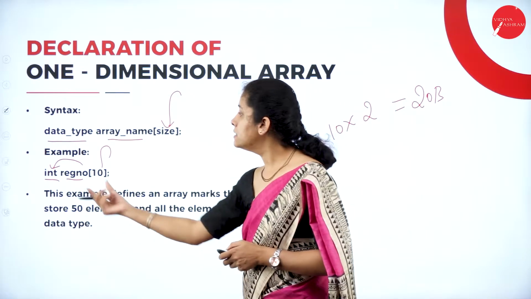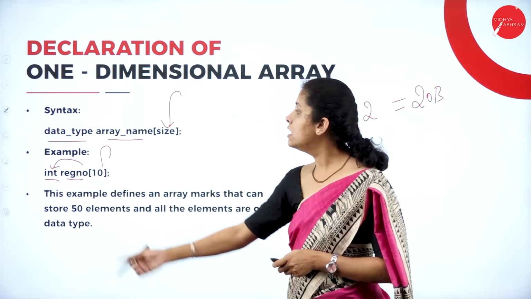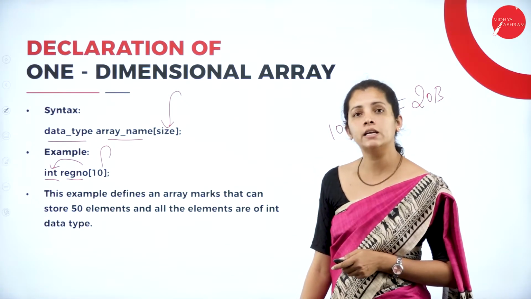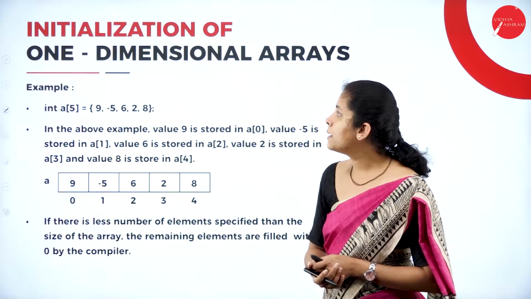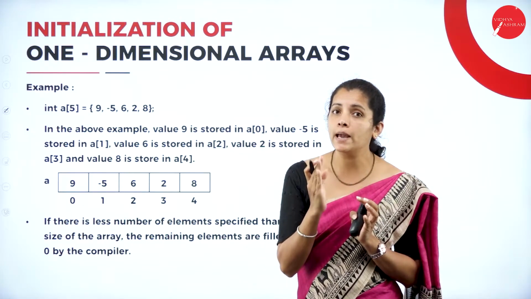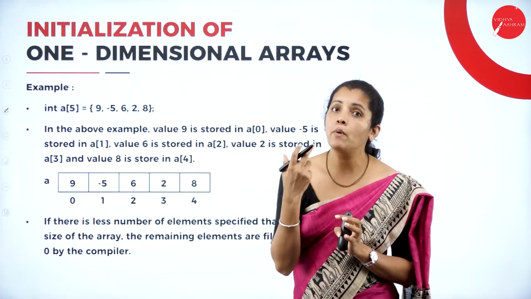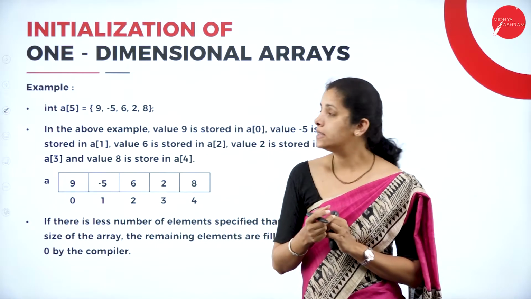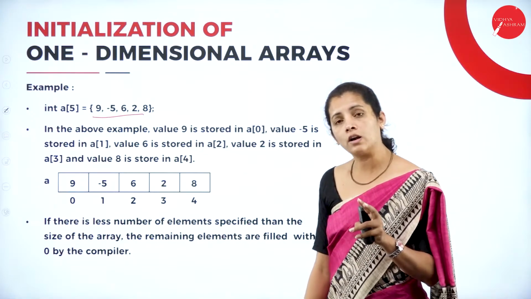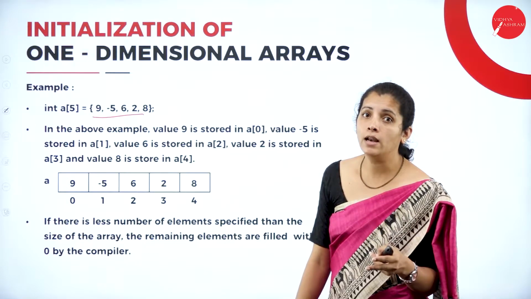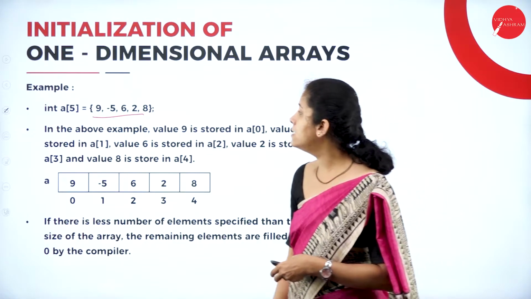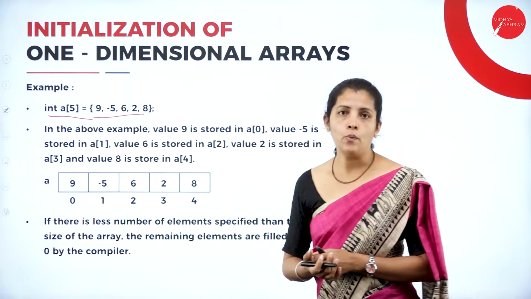In this example, the data type is integer and register number is the name of the array, and what is the size of the array? It is 10. Moving further, I'm going to have the initialization. So, dear student, the user can input the array values in two ways. That is, they can directly assign the value, or they can read the value from the keyboard by using the scanf statement. But here I'm going to assign the value.